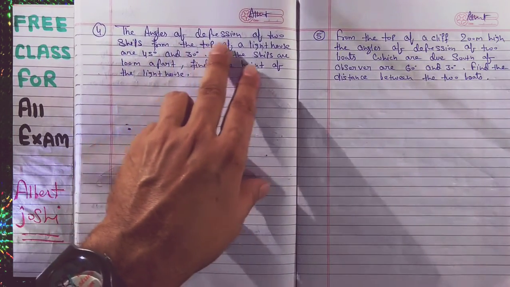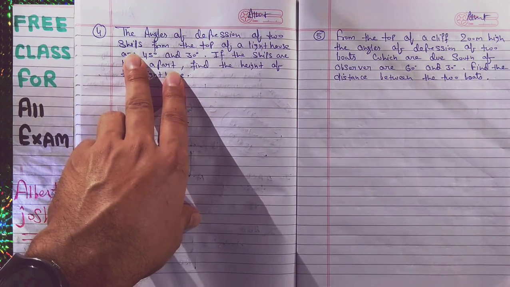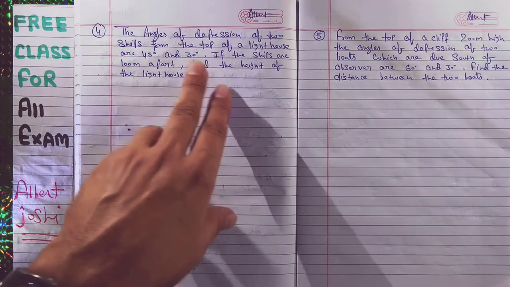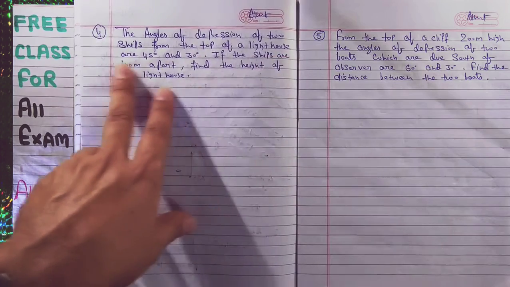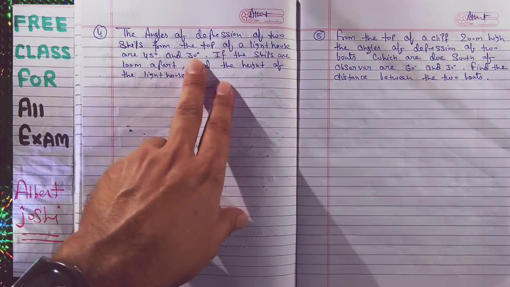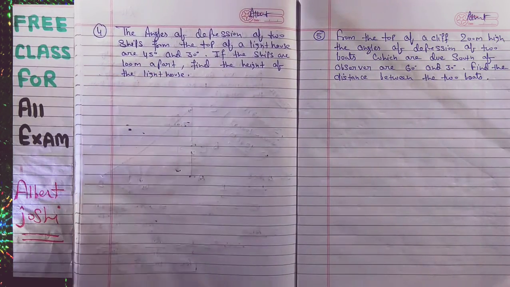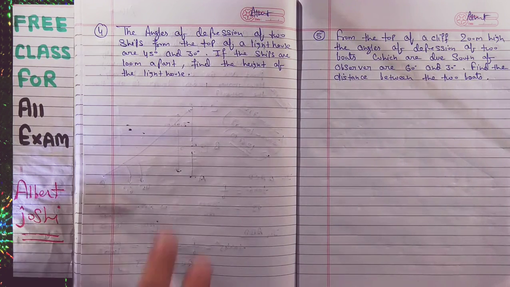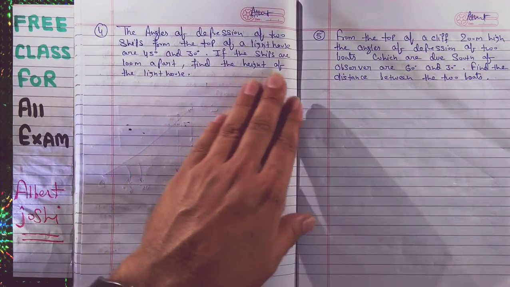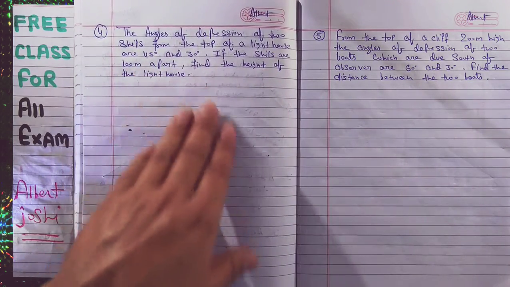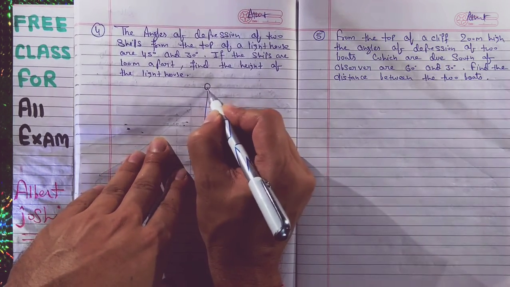So the angle of depression of two ships. Now you have two ships. The angle of depression of two ships from the top of a lighthouse are 45 degree and 30 degree. Okay. If the ships are 100 meter apart, find the height of the lighthouse. So the two ships are 100 meter apart. It means that your lighthouse is between them somewhere here.